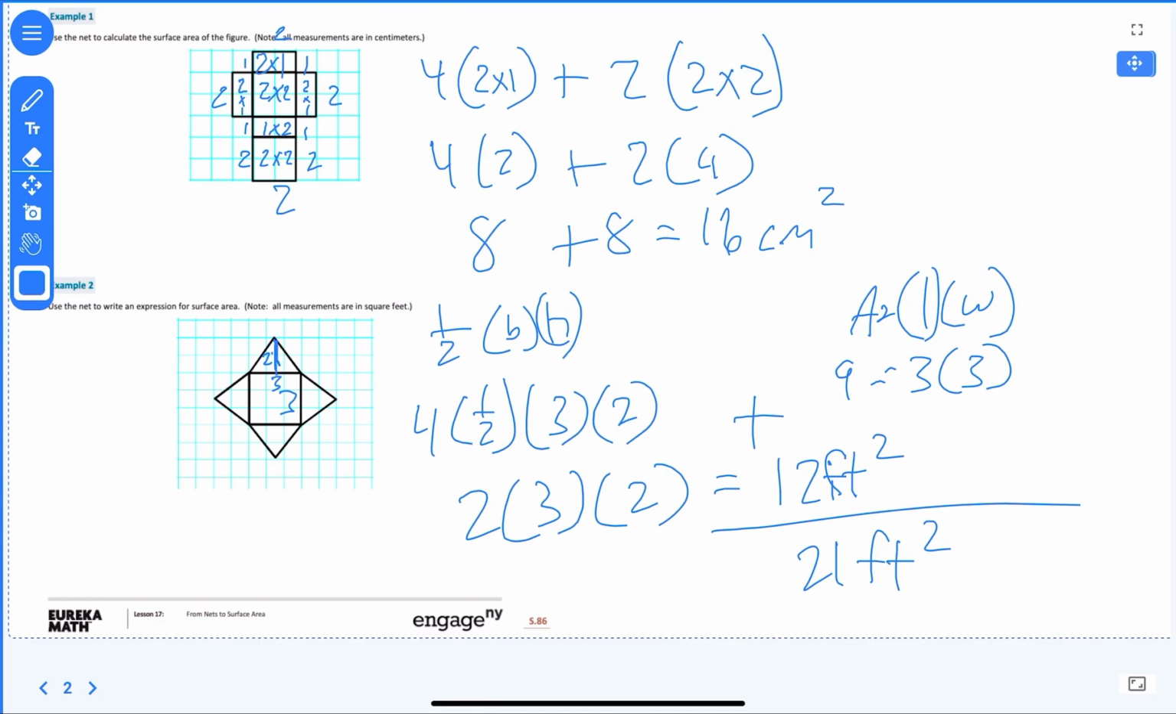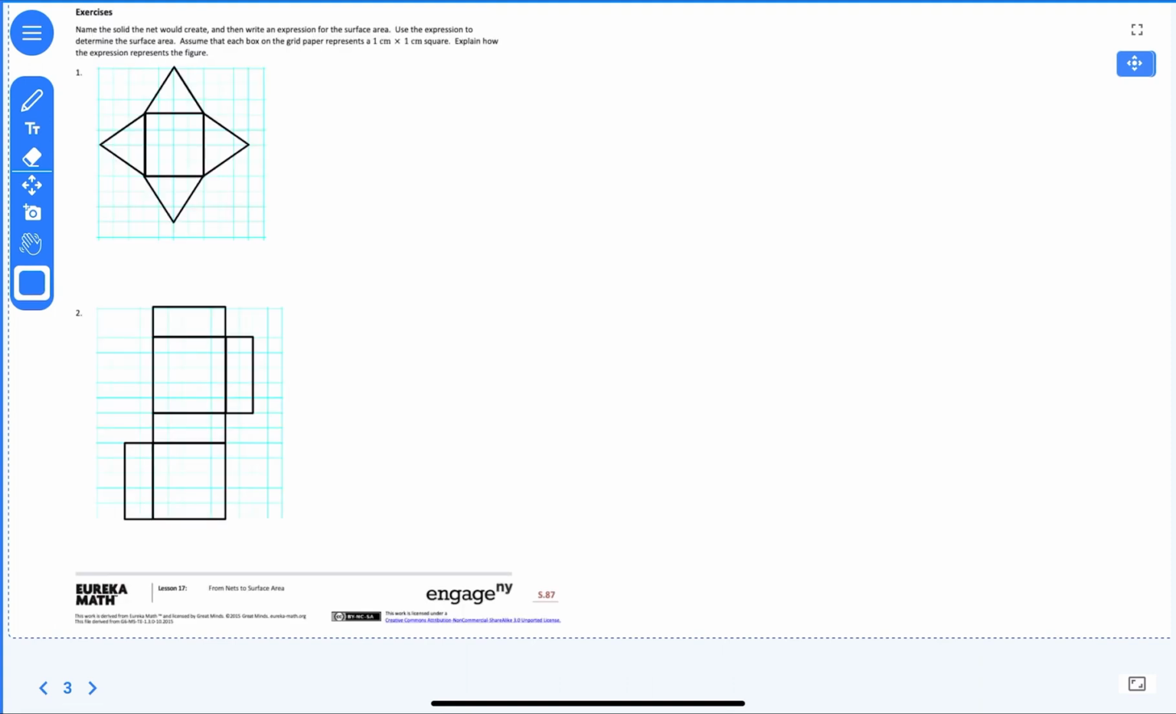All right, let's look at page 3. All right, 1 and 2. Okay, there we are. Well, this looks like the exact same thing. It says name the solid the net would create. So we got to take this 2-dimensional and tell what it is as a 3-dimensional. What is the solid called?